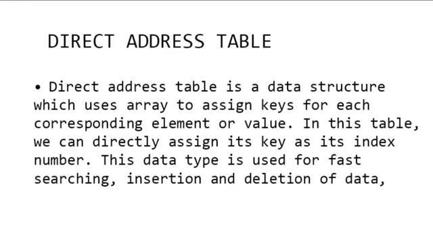The direct address table is a data structure which uses an array to assign keys for each corresponding element or value. In this table, we can directly assign its key as its index number, and this type is used for fast searching, insertion, and deletion of data. If, upon getting an element's address, you encounter a duplicate address for different keys, you can apply the so-called collision method. In this collision method, we can either use chaining or the open addressing method.